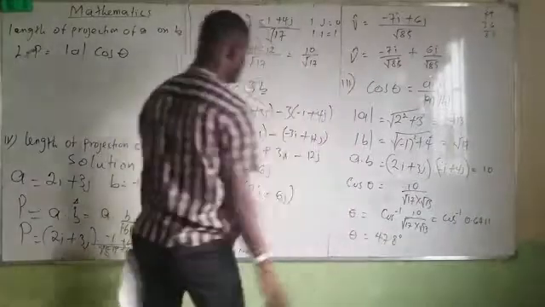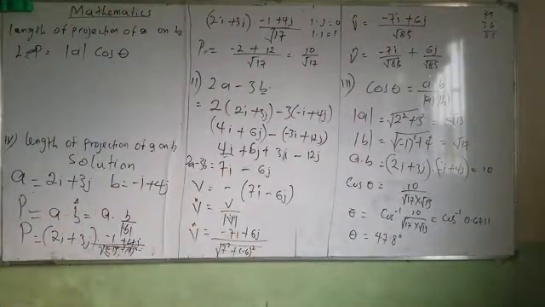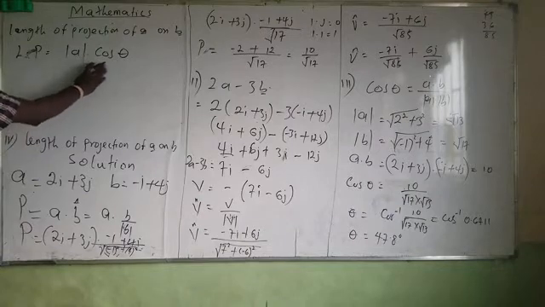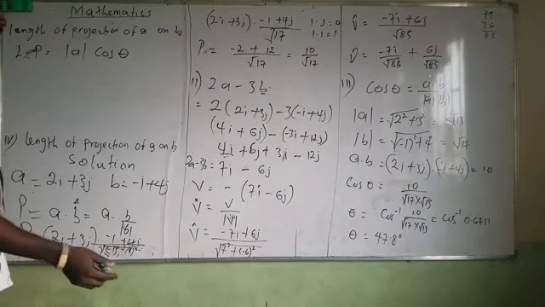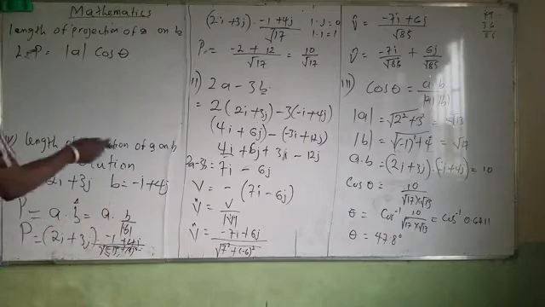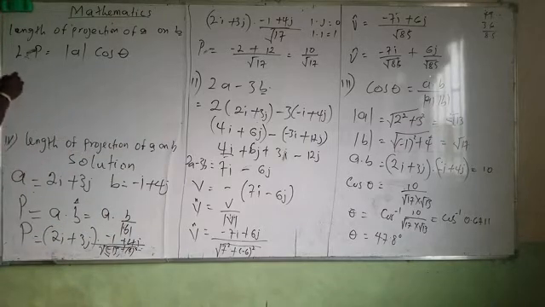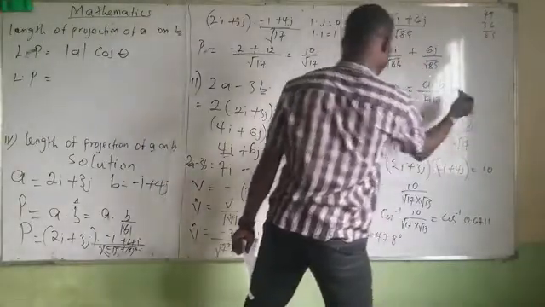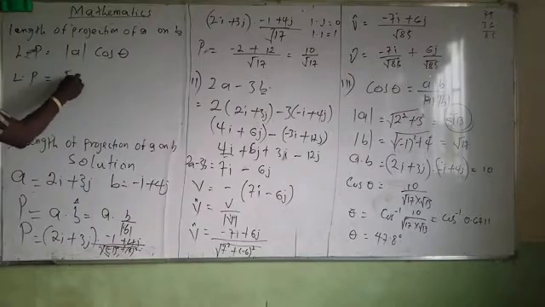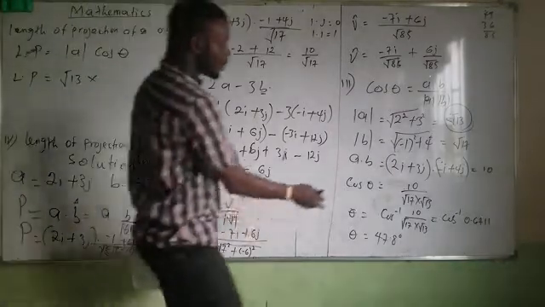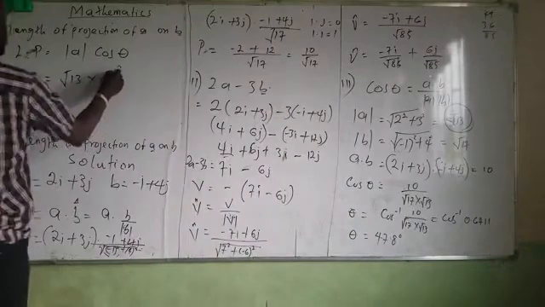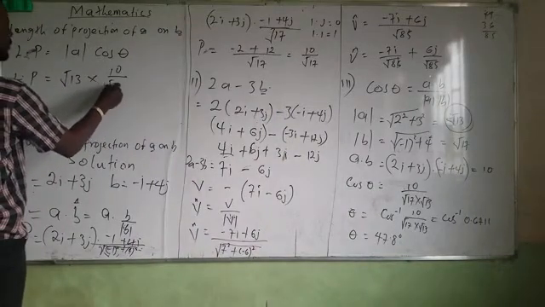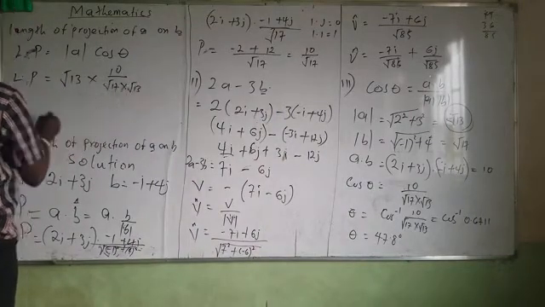My length equals the magnitude of A cos theta. What's the magnitude of A? This is my magnitude of A, which is root of 13, multiplied by cos theta. What is my cos theta? My cos theta is 10 all over root of 17 multiplied by root of 13.